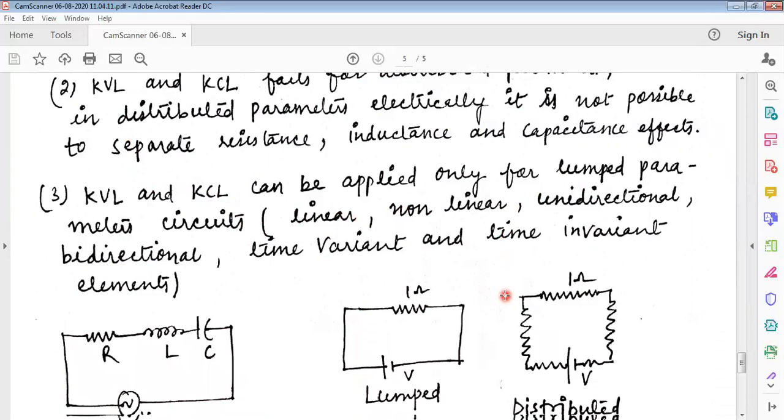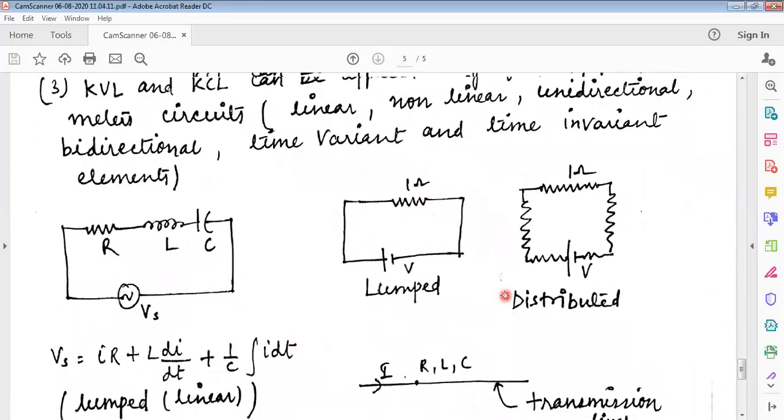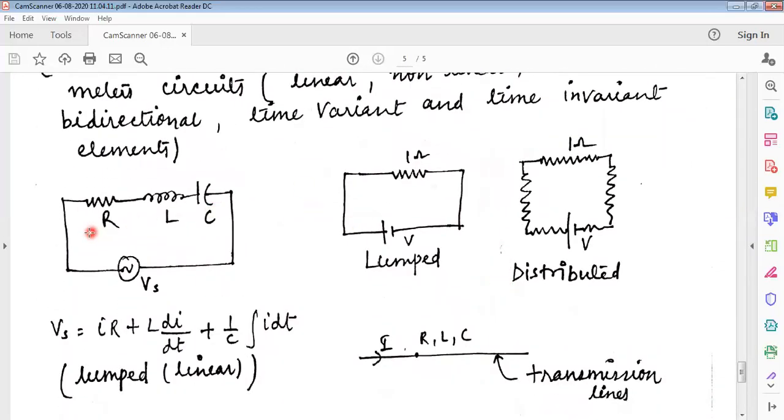For example, let's say this circuit. Here resistance is present at a point, at another point inductance is there, and the capacitance is there. So these elements are presented as lumped. These are working as lumped parameters. These are not distributed in our full circuit. So here you can apply the KVL and KCL law.